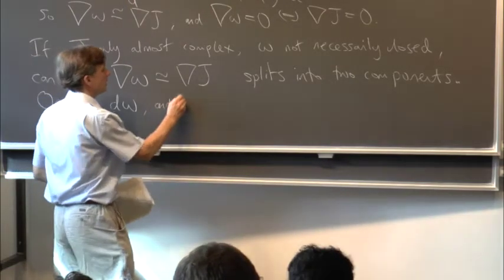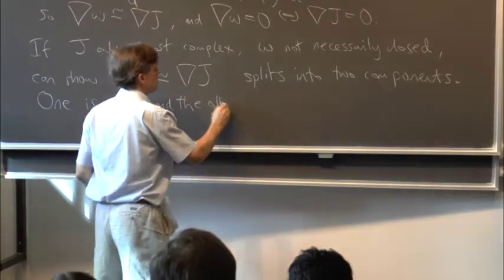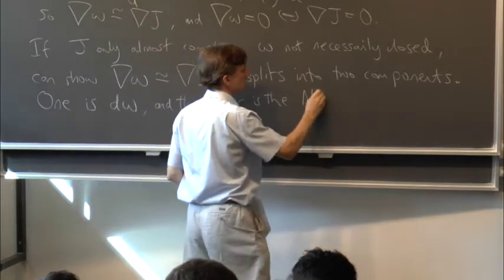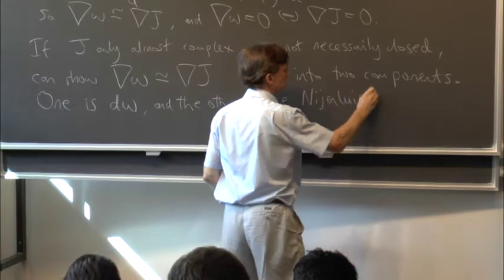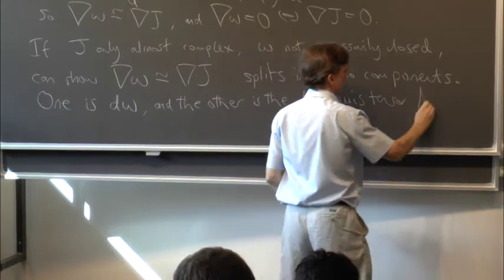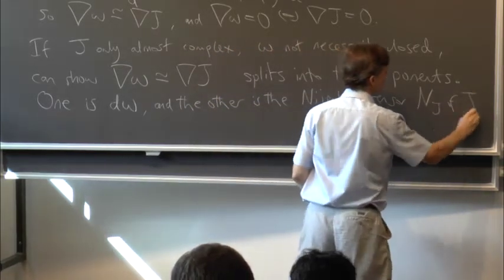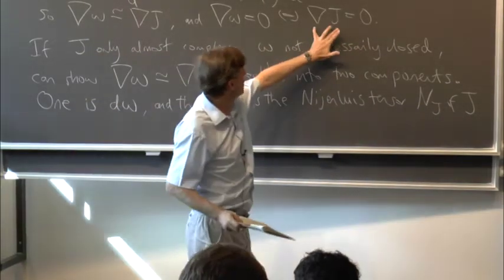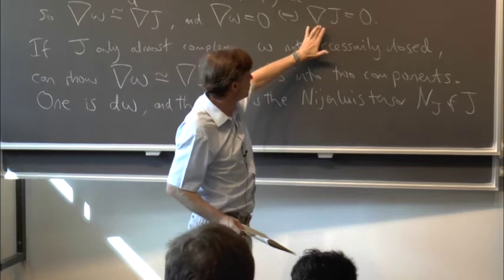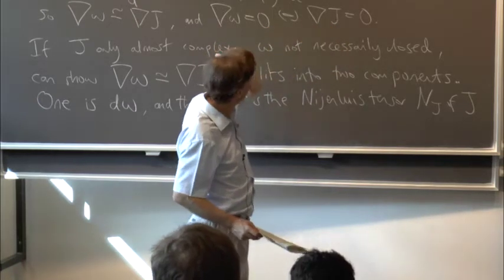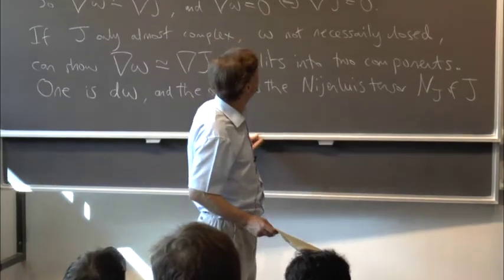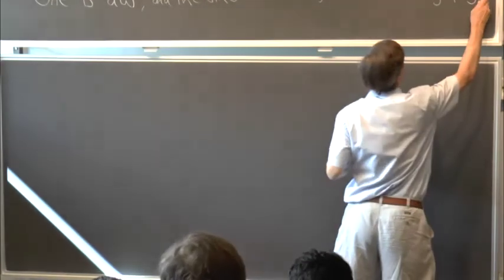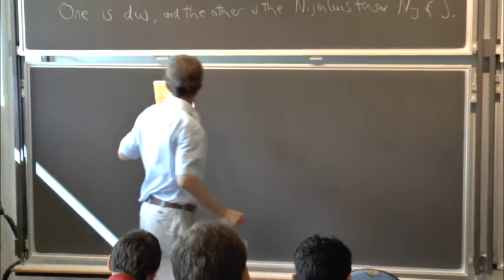and the other is the Nijenhuis tensor, N_J of J, which is a component of the derivative of J, nabla J, with respect to any torsion-free connection, such as the Levi-Civita connection of g. Okay, so there is work to do to show that.